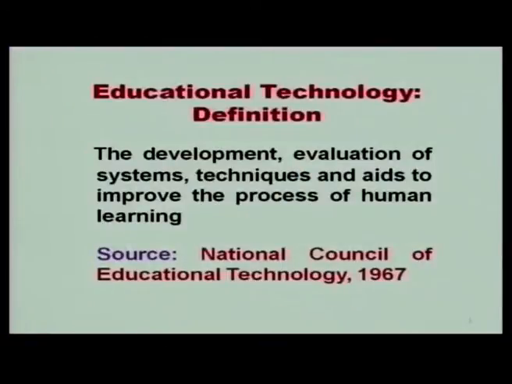One of the oldest definitions of educational technology is that it's the development and evaluation of systems, techniques and aids to improve the process of human learning, given by the National Council of Educational Technology in 1967. That is, the concept comprises the development as well as the evaluation of a system, which further comprises techniques, means, aids and support, with the ultimate aim of improving the processes of human learning, in a classroom context.